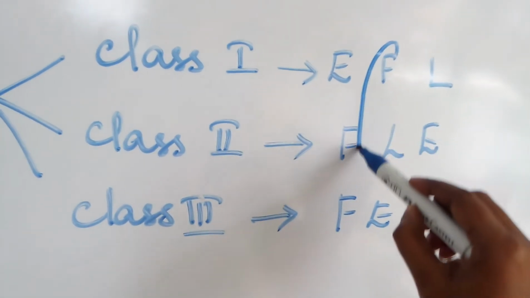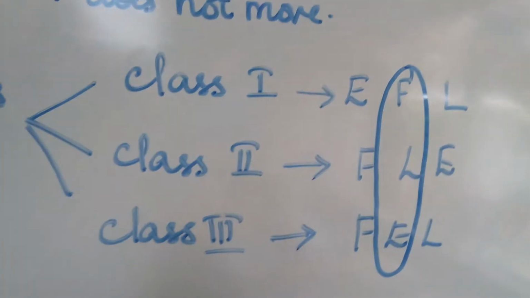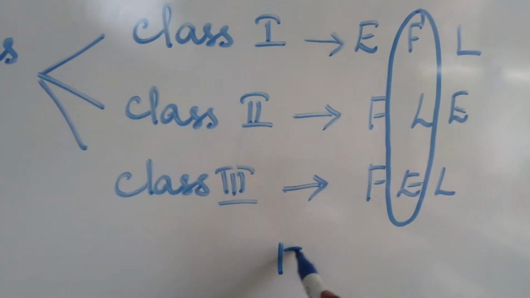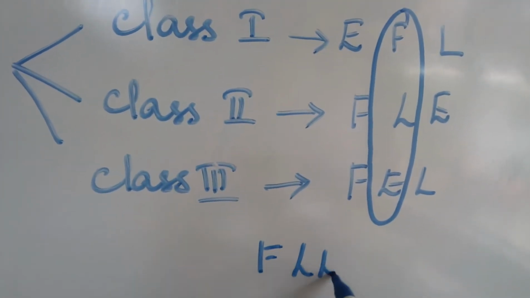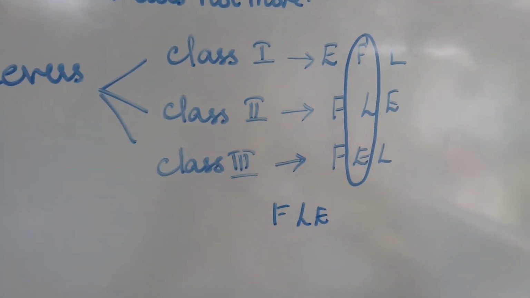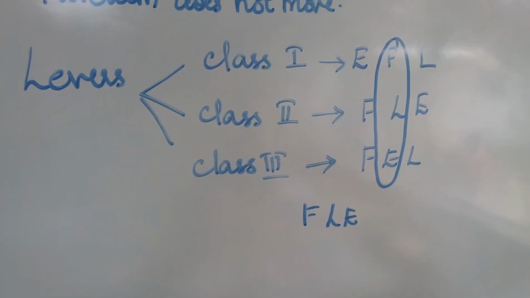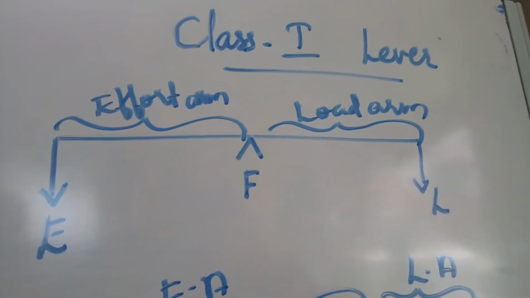For easier calculation and for easier recollection, we remember the word FLE. That is, F stands for fulcrum in the middle for class 1, L for load in the middle for class 2 and E for effort in the middle for class 3 levers.